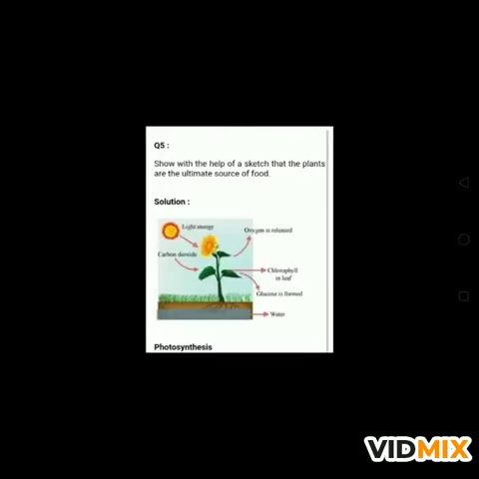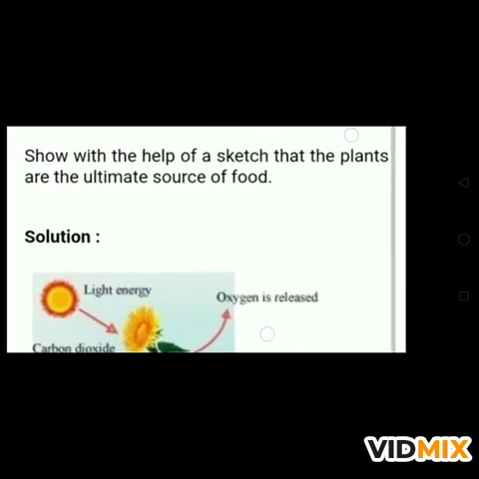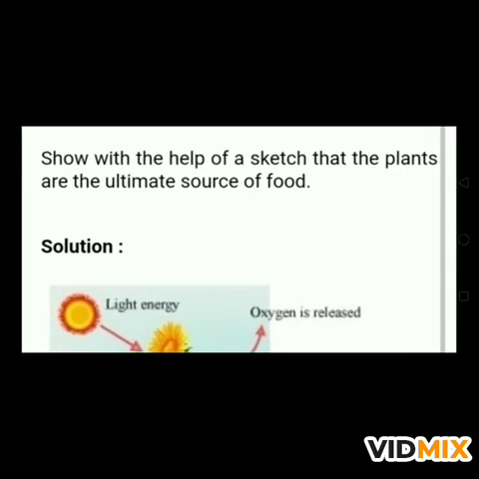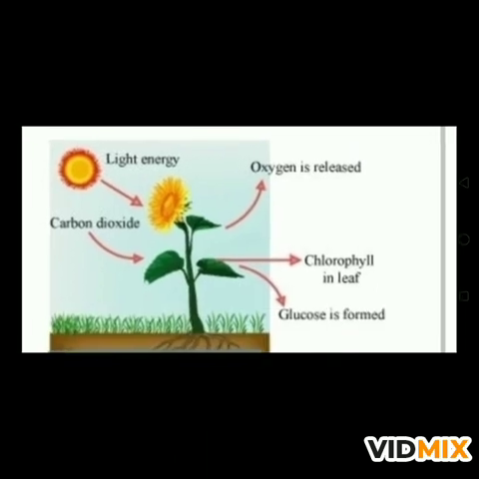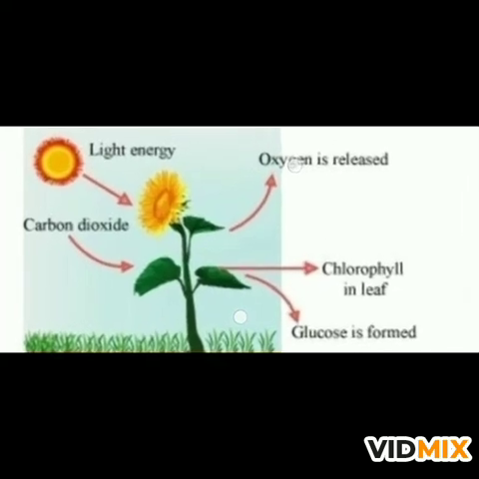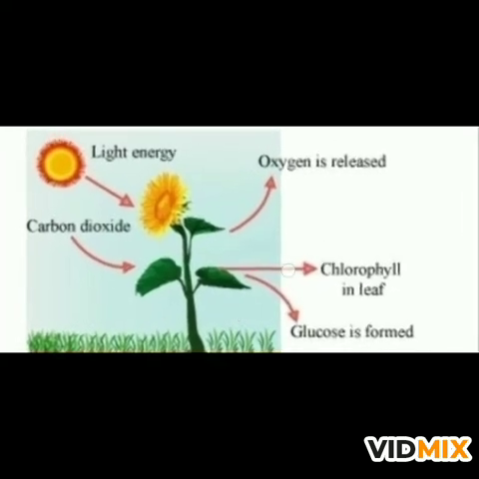Moving on to question number 5, that is, show with the help of a sketch that the plants are the ultimate source of food. Under this question you have to make this diagram where light energy is absorbed by the plants from the sun and carbon dioxide is also absorbed, oxygen is released, and chlorophyll is present in the leaves and glucose is formed. So this is the diagram of photosynthesis.